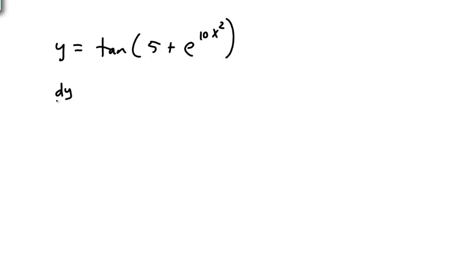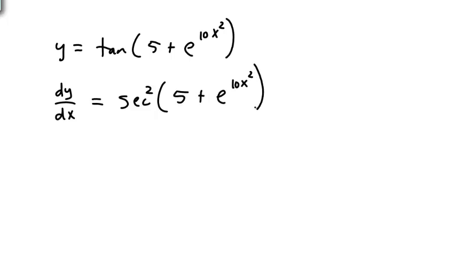Let's say we have y is the tangent of 5 plus e to the 10x squared. That's the tangent of something. Well, hopefully you remember, and if you don't remember, this video will remind you that the derivative of tangent is secant squared. So the derivative of the tangent of stuff is secant squared of stuff, which in this case is 5 plus e to the 10x squared. And then you multiply by the derivative of the stuff.